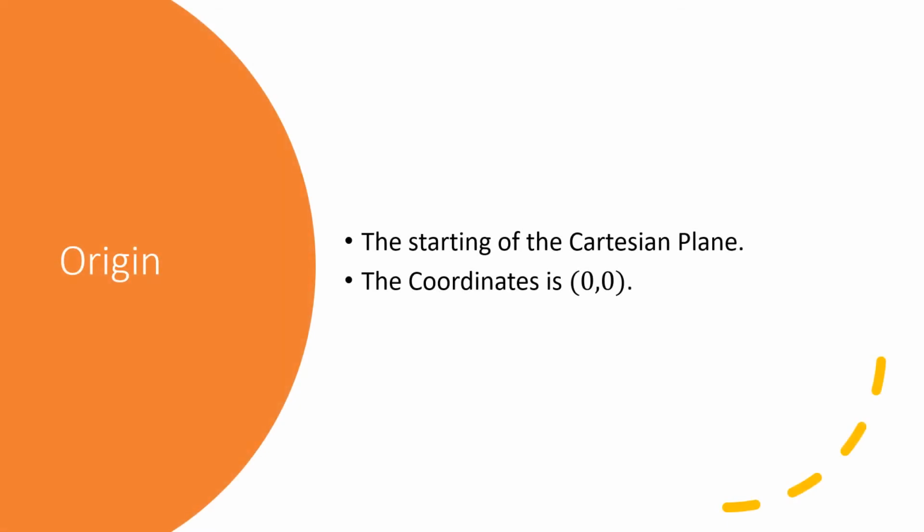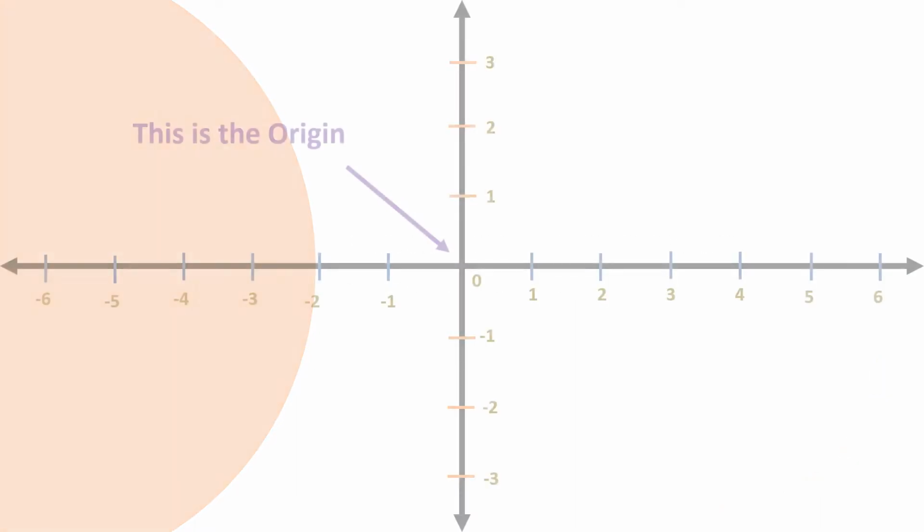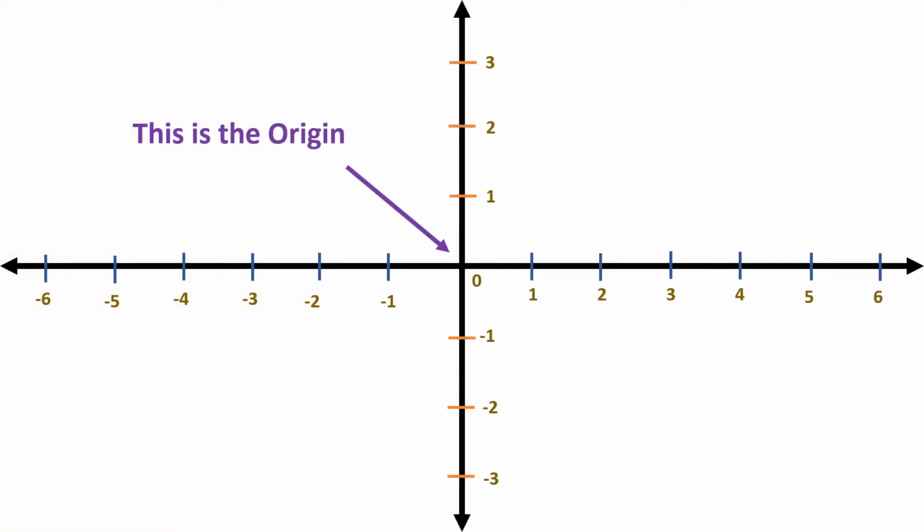In a Cartesian plane, we all start at the origin. The origin is the starting point of the Cartesian plane, with the coordinates 0, 0. This is the location of the origin, the intersection of the two lines. Later, the two lines will have their own names.